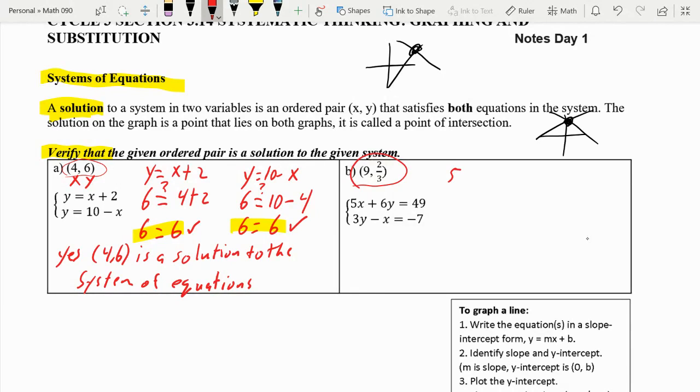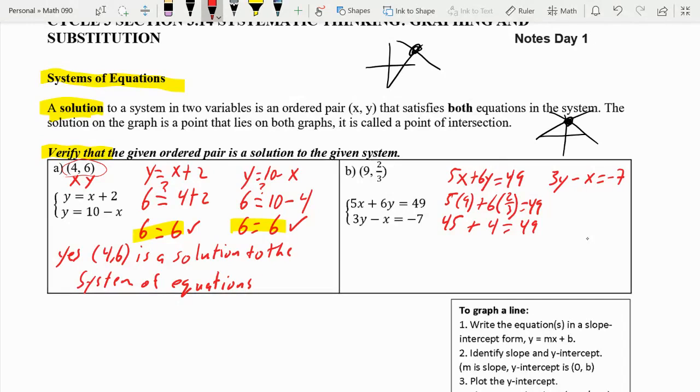So again, rewrite it. It's kind of annoying that they have them written on top of each other, but that's just to show that it is a system. So let's plug in x and y. Remember, x is the first one. So 5 times 9 plus 6 times 2/3 is equal to 49. Well, 5 times 9 is 45. 6 times 2/3 gives me 4.